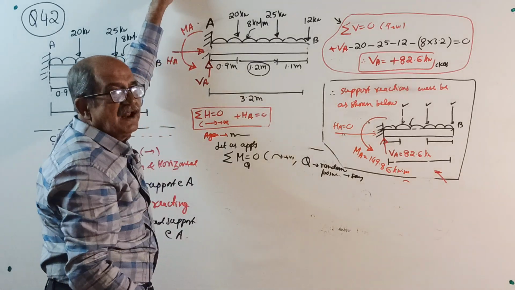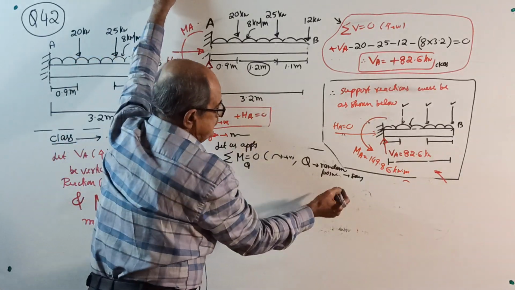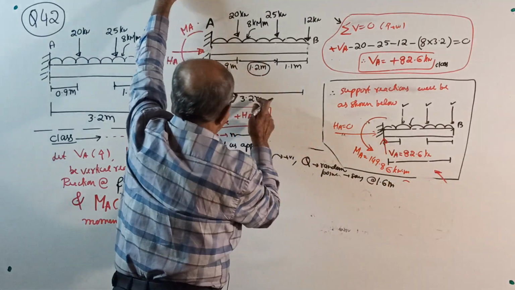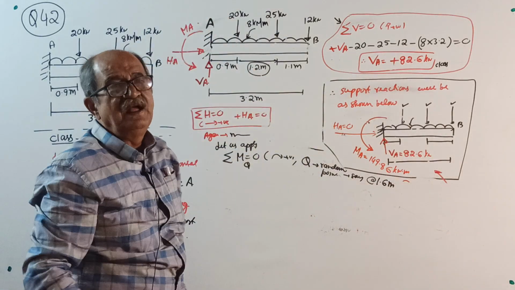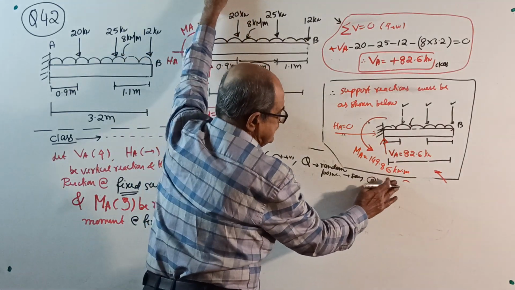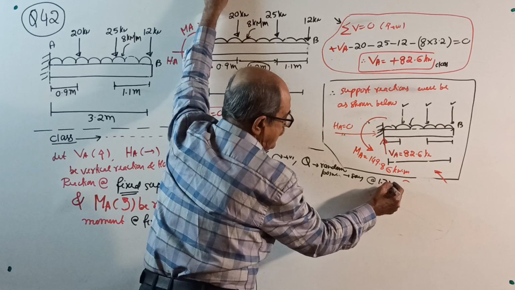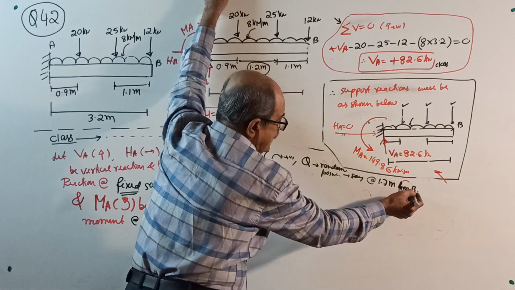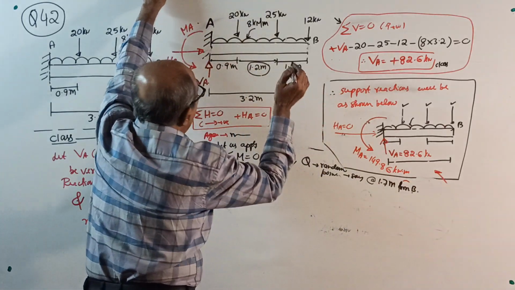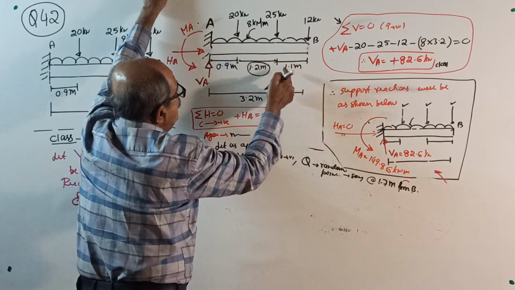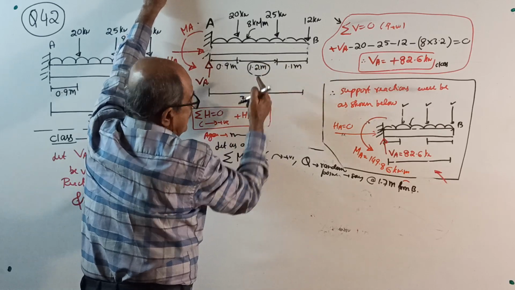Sir, 1.6 meter. From where? Sir, free end. Okay, say at 1.6 meter. No, if you take 1.6 meter, it is the center of the beam. Take some other point. Then say 1.7 meter. Okay, 1.7 meter from B. Now do one thing. You are wasting time. At 1.7 from B is 1.1 plus 1.2 is 2.3.